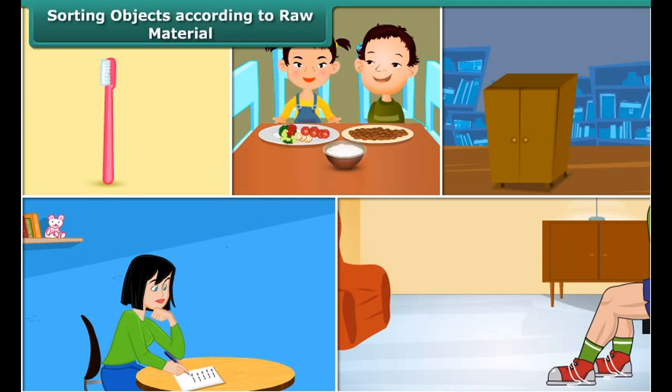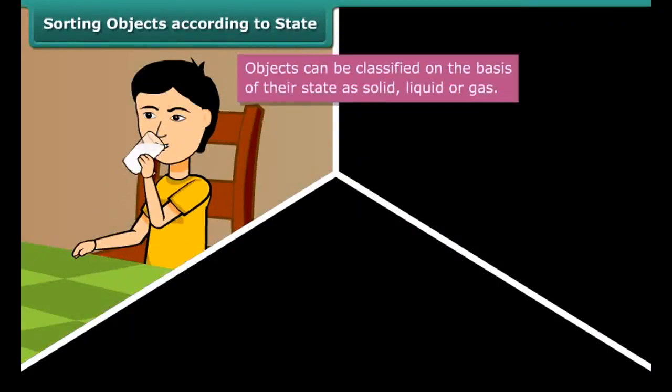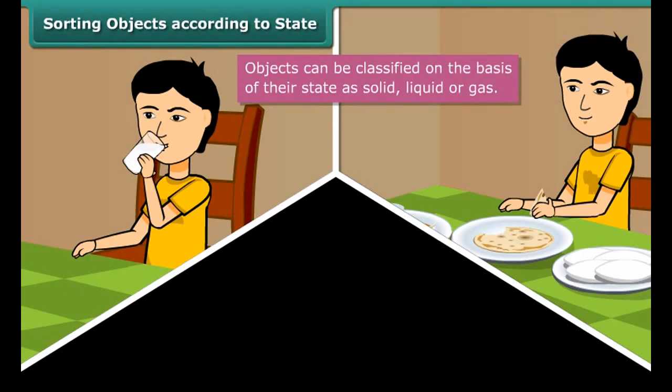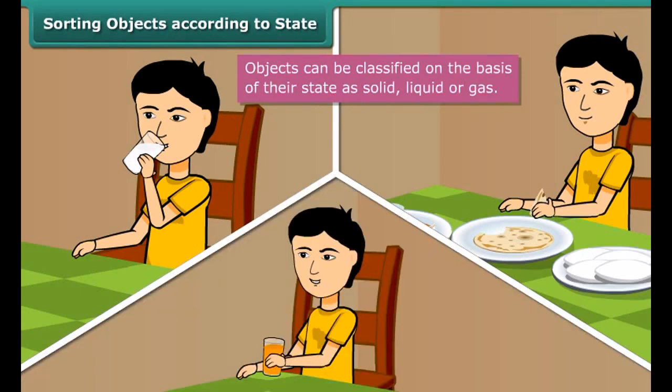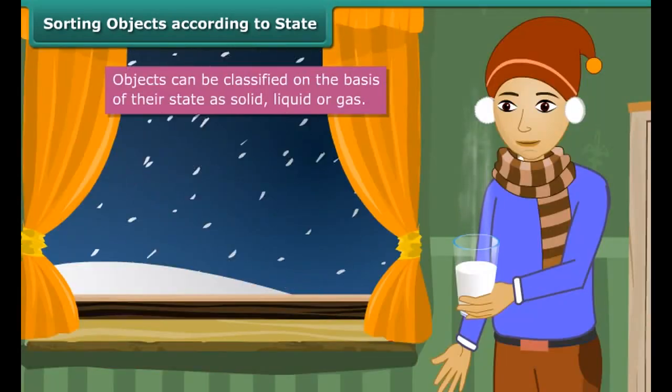The books that you read are made of paper. The shoes you wear are made of leather, canvas, or resin. Thus, all the objects that we use in our day-to-day life can be classified on the basis of the raw materials used in making them.